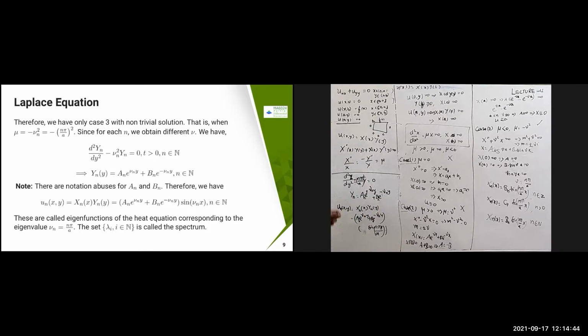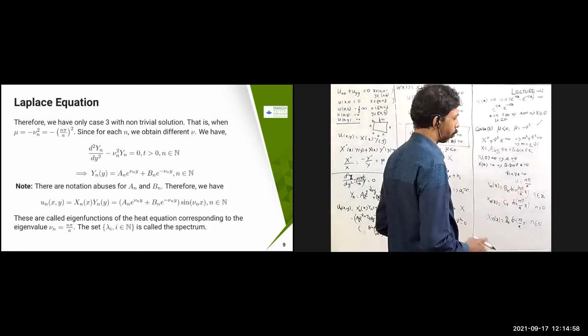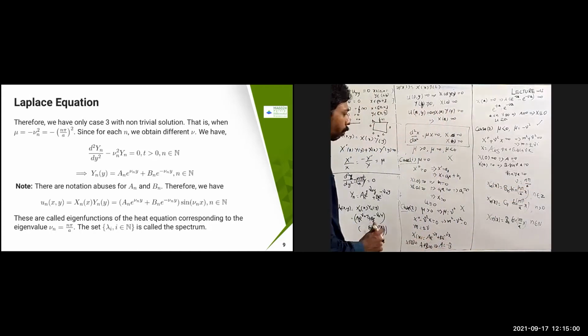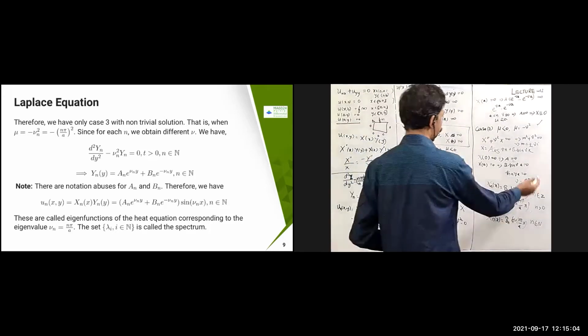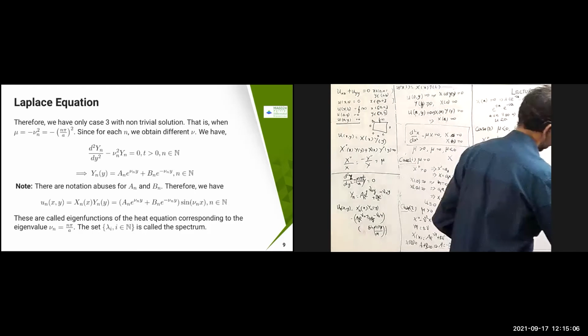So again, this is the eigenfunction for the, sorry, again there is a mistake. This is the eigenfunction for the Laplace equation, not for the heat equation. This is the eigenfunction for the Laplace equation corresponding to the eigenvalue nπ/a. If you find all this set, that is the spectrum of the problem.